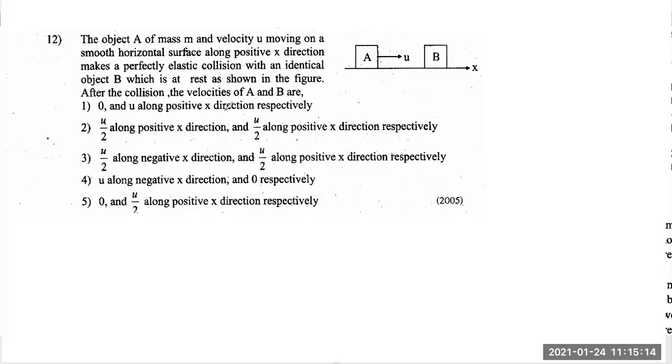Next question is again from 2005. The object A of mass m and velocity u, moving on a smooth horizontal surface along the positive x direction, makes a perfectly elastic collision. When they say perfectly elastic collision, it means there shouldn't be any loss of energy. With an identical object B at rest. Identical object. All right, so this is just before the collision.